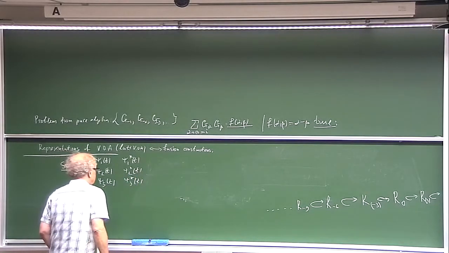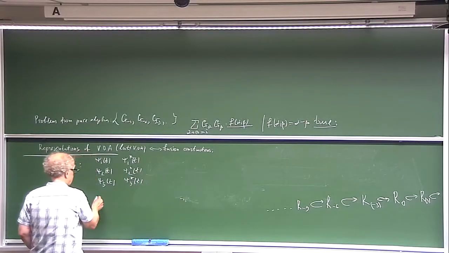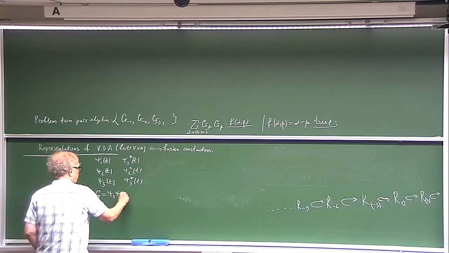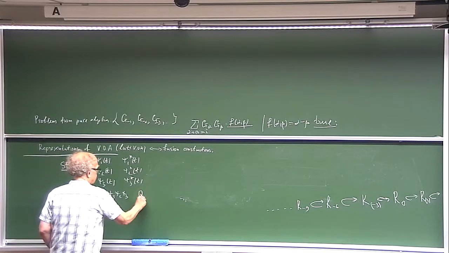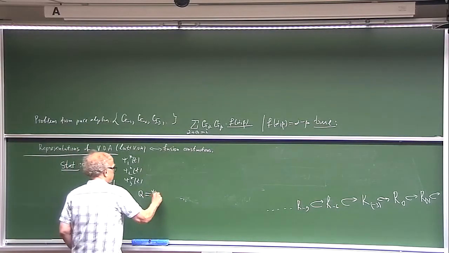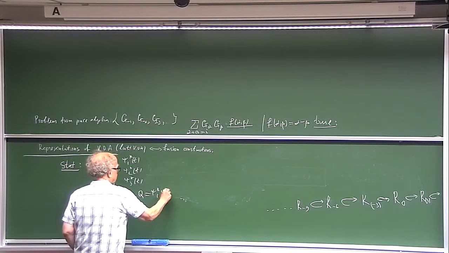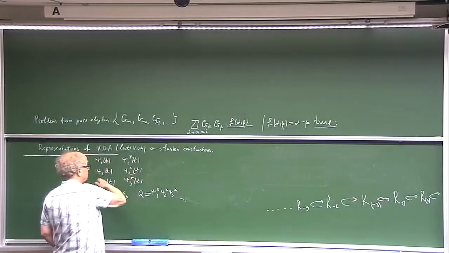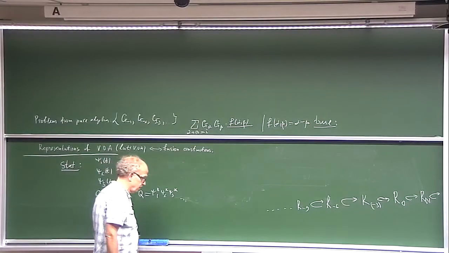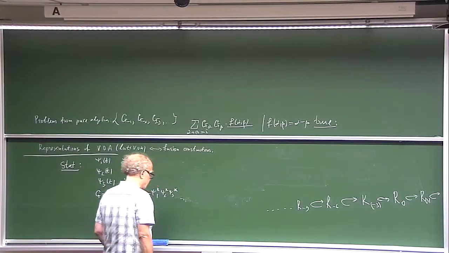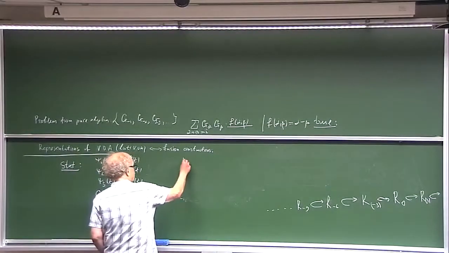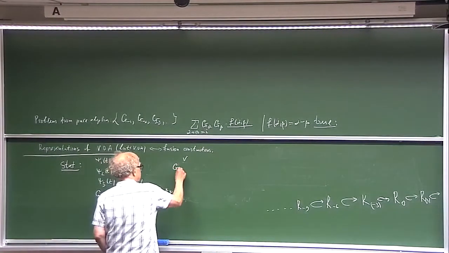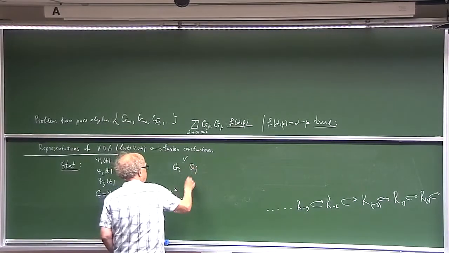Yes, and I have generators G, which is psi 1, psi 2, psi 3, and I have generators Q, which is psi 1 star, psi 2 star, and psi 3 star. Yes, and in the corresponding space, in a representation of a Clifford algebra, I can choose the appropriate highest weight vector and act on this vector by G_i and Q_j.